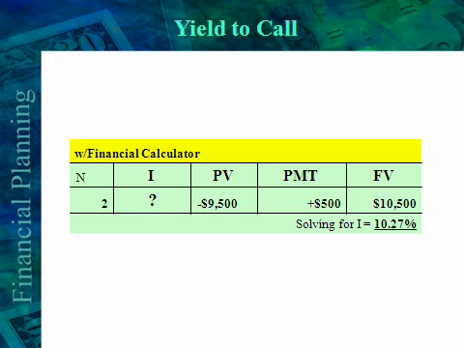Notice in the question that the return of principal is at $10,500. The higher amount reflects the call premium. The only other change from the original variable inputs is the number of periods, n. Since the issue is being recalled, the n is now 2 years instead of 5. The table on this slide shows the method for calculating the yield to call with the financial calculator.